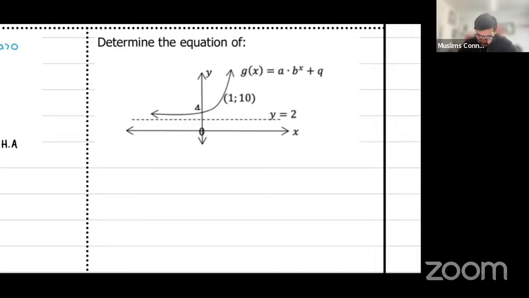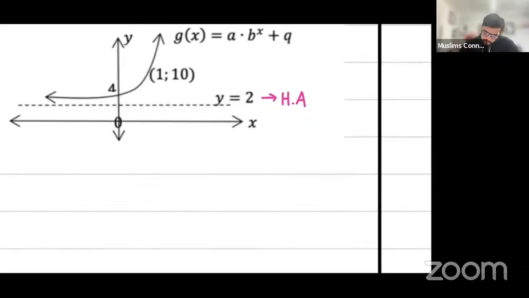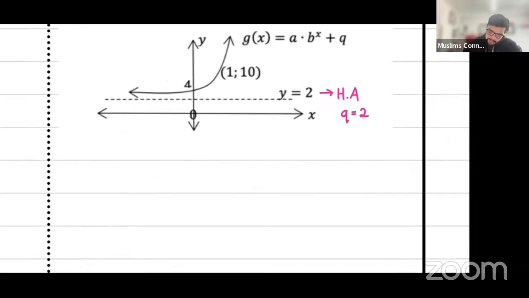So we have y is equal to 2. This is definitely a horizontal asymptote. We can see by the fact that it's represented by the dotted line. The asymptote is a point on the Cartesian plane or a straight line that the graph of the function never touches. So here we know that the equation of the horizontal asymptote is y is equal to 2. That was given. So we also know that q in the function is equal to 2, because q is our horizontal asymptote. So let's sub that in.